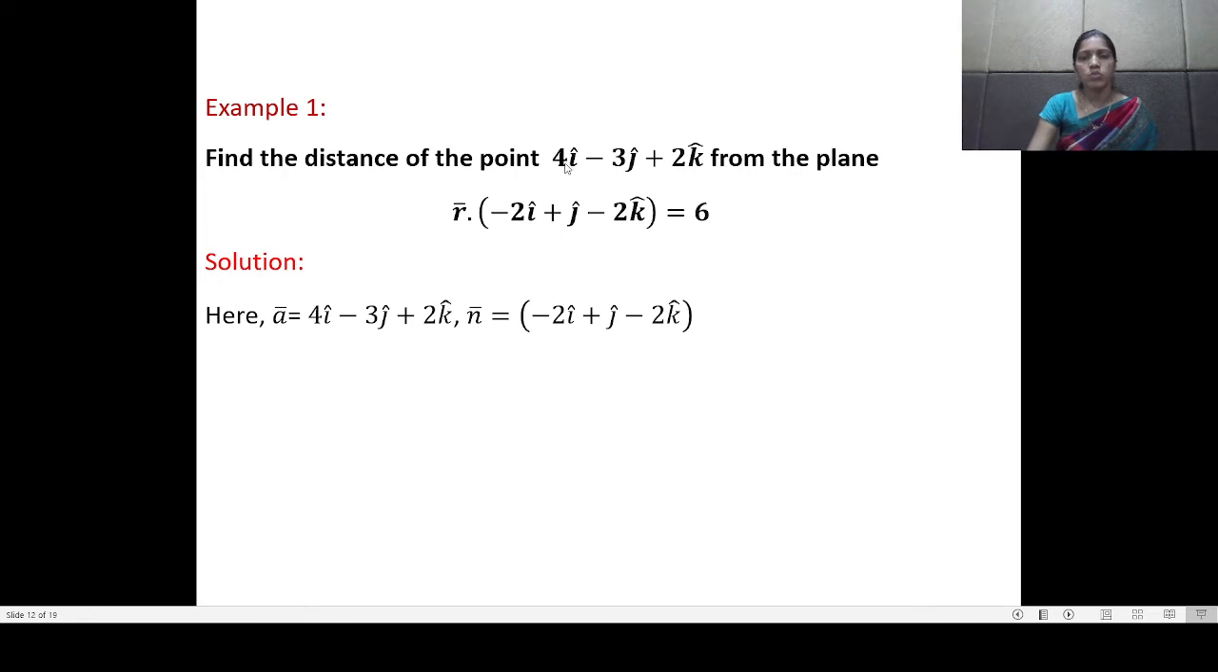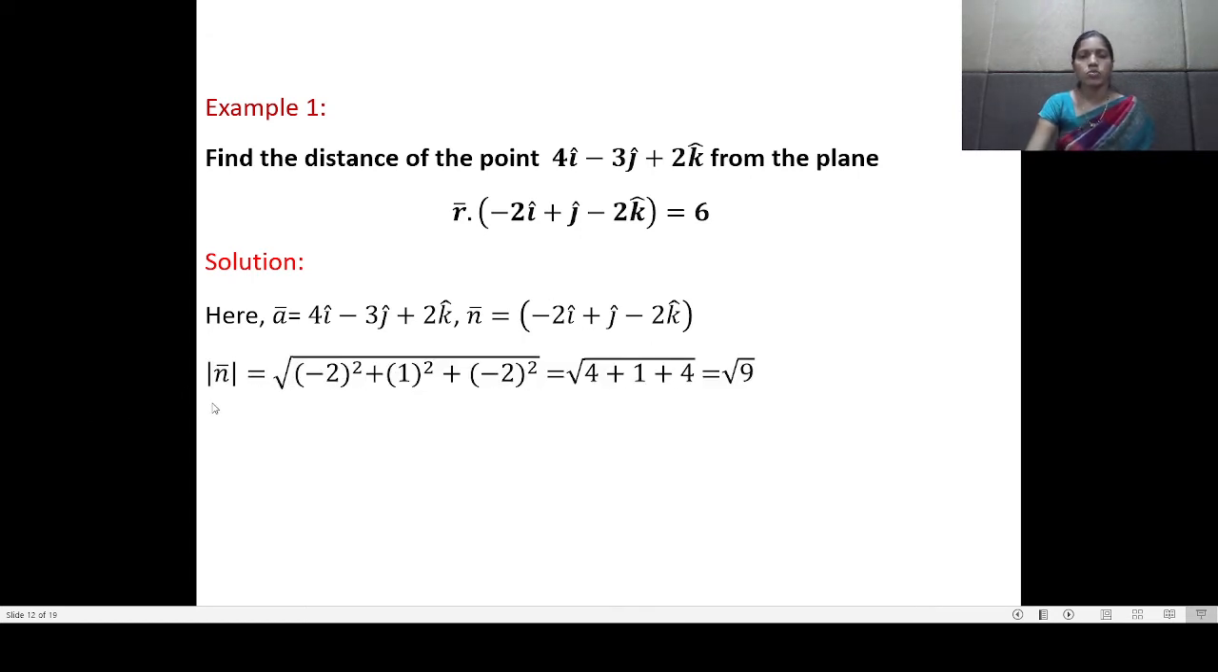Here the position vector of point P is a bar equal to 4i cap minus 3j cap plus 2k cap, and the normal of the plane is minus 2i cap plus j cap minus 2k cap. Now we find the magnitude of n bar: square root of (minus 2) square plus 1 square plus (minus 2) square, equal to square root of 4 plus 1 plus 4, which is root 9, and square root of 9 is 3.